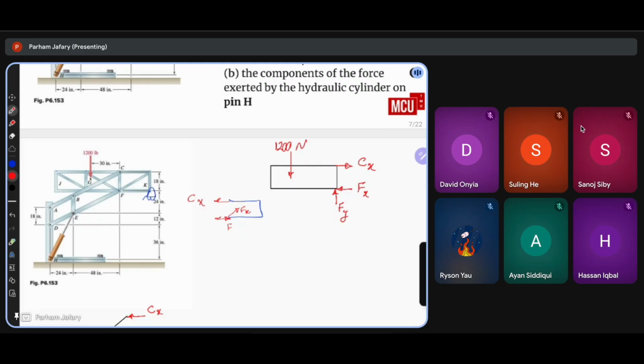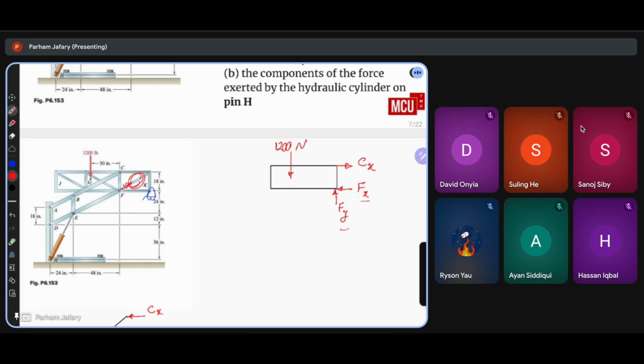Because I'm keeping this side of the truss. Think about it as if the acting force from this component is represented through both Fx and Fy. Okay? So some portion of it goes to Fx, some portion of it goes to Fy.